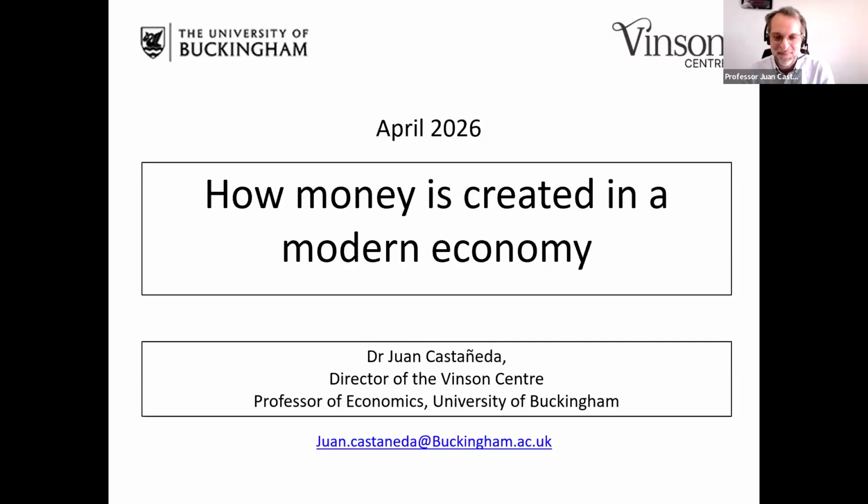We're going to start with how money is created in a modern economy, the fundamentals of it, and then we'll be referring to the latest two crises to explain how relevant this topic is to understand the relation between money and inflation and how both central banks and commercial banks are critical. Understanding how they make decisions is critical in order to analyze inflation and the business cycle.